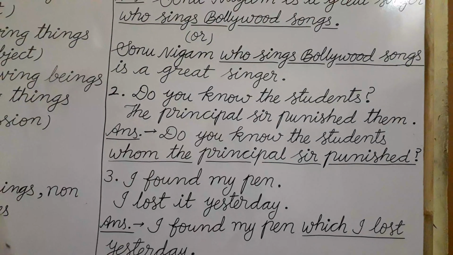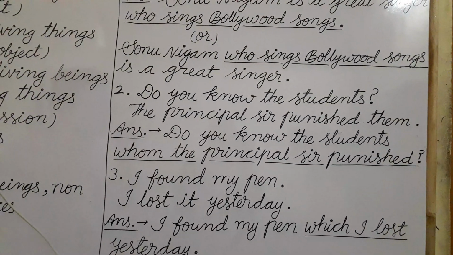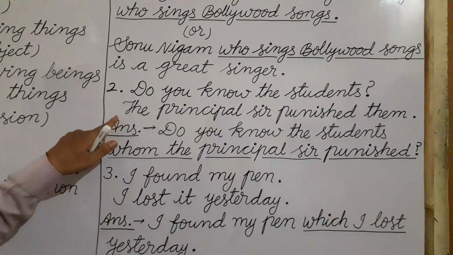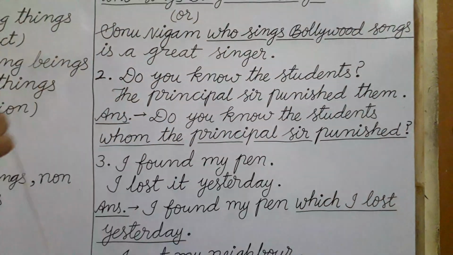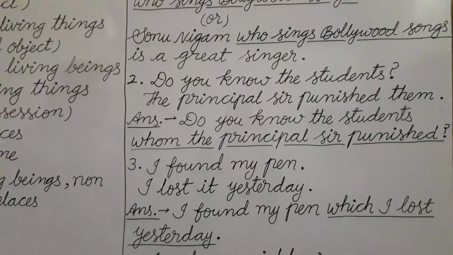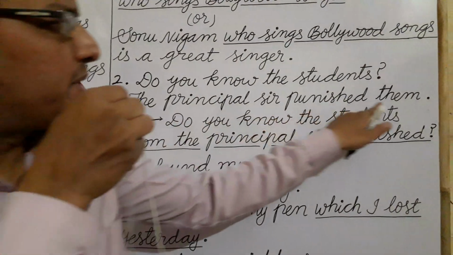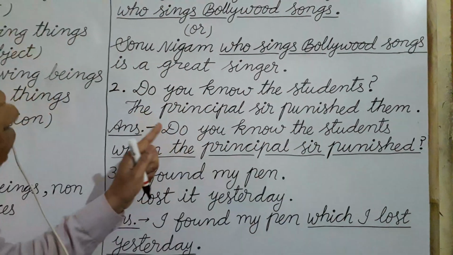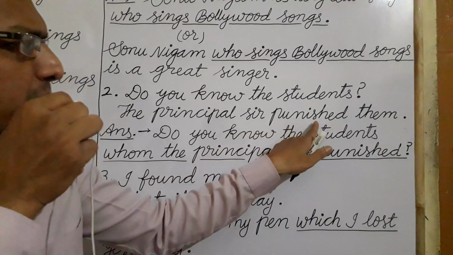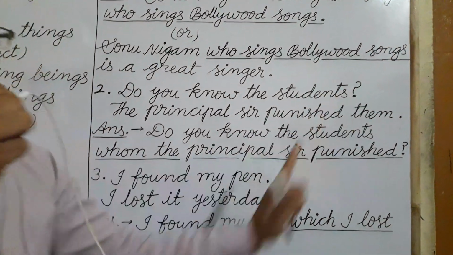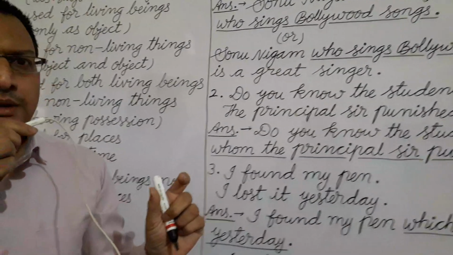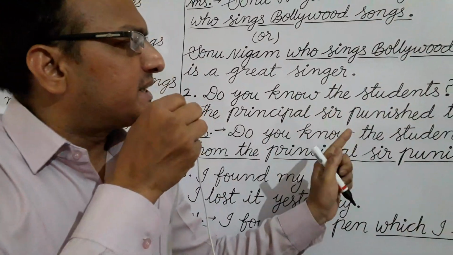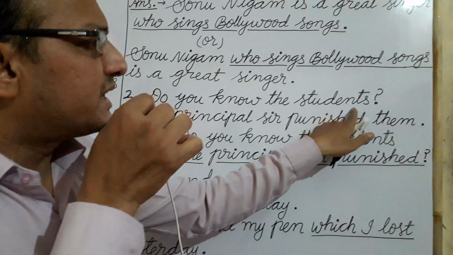Look at example number 2. Do you know the students? The second sentence is, the principal sir punished them. So the principal sir punished these students. So the work of punishment is done on the students.